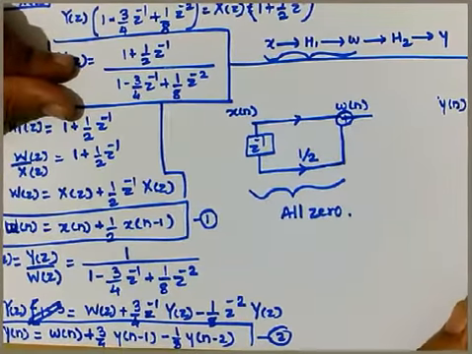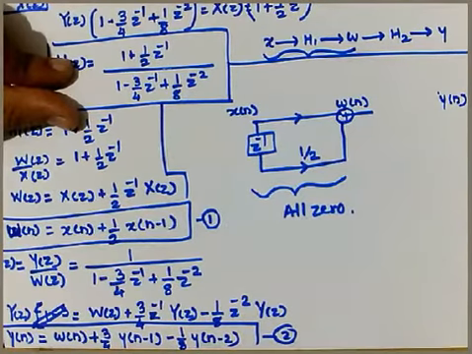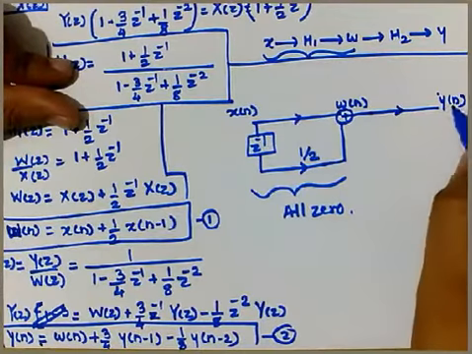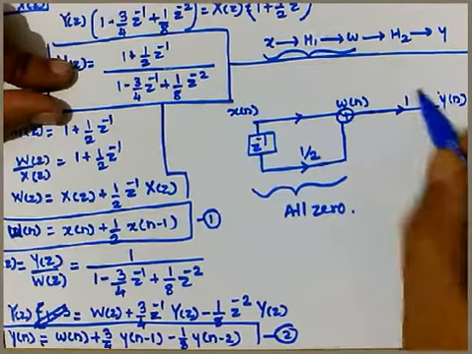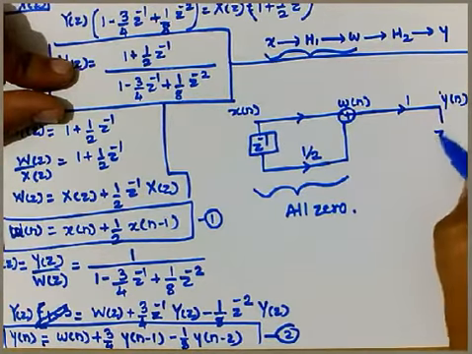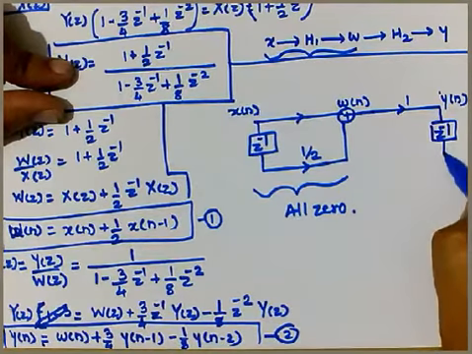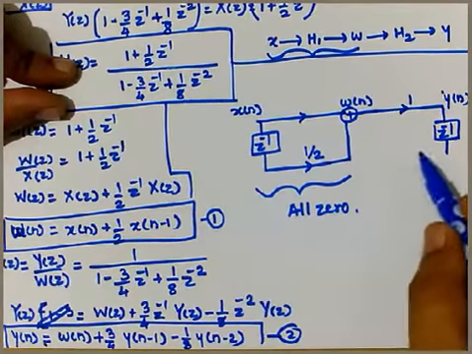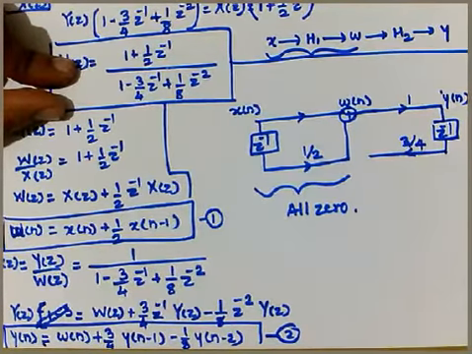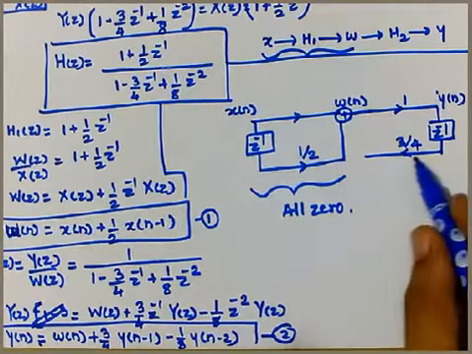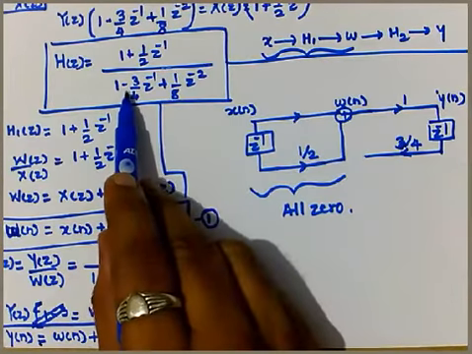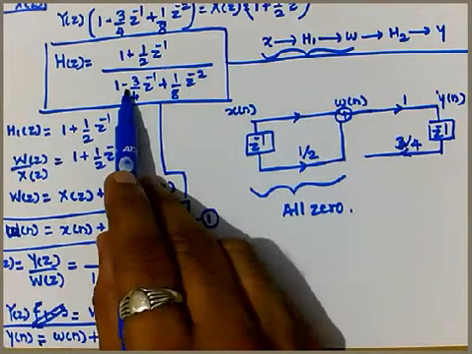Now to reflect equation number 2, that is y(n) is equal to w(n), this w(n) will be added directly here. So it is scaled with 1. Then 3/4 y(n minus 1), so it is y(n minus 1). That's why this z inverse will be added. Add the output, and the scaling is 3/4. Here you can observe this is nothing but the 3/4, and the value which is in the denominator of H(z) is minus 3/4.